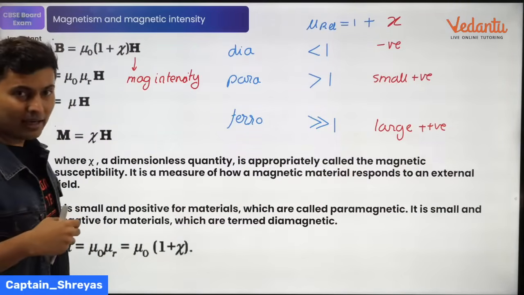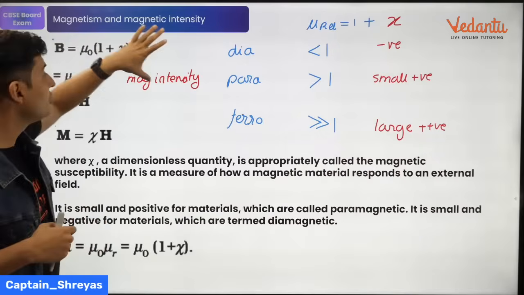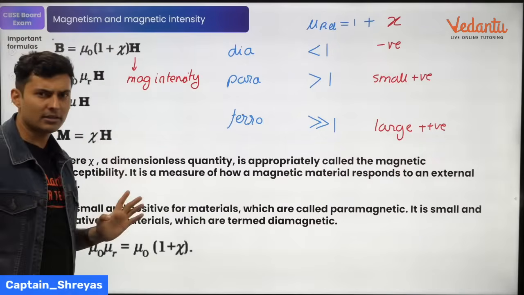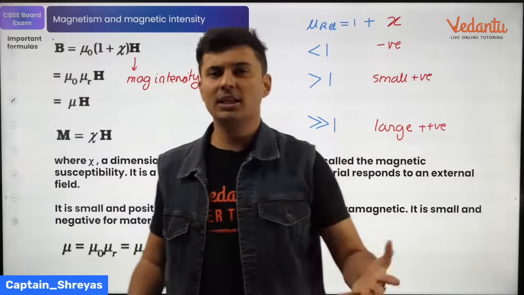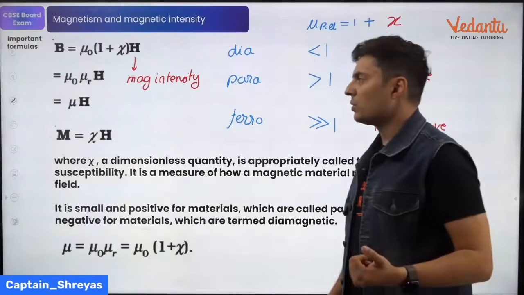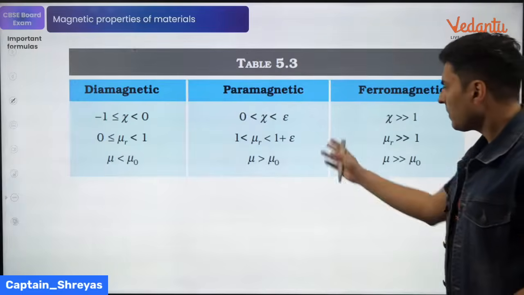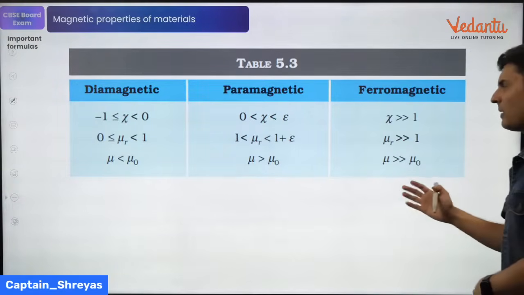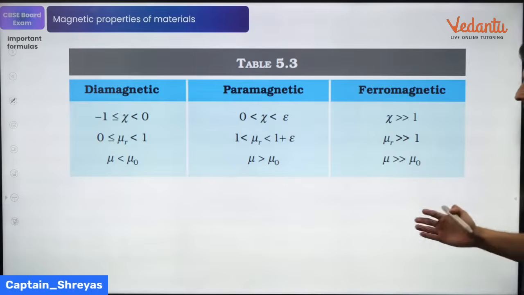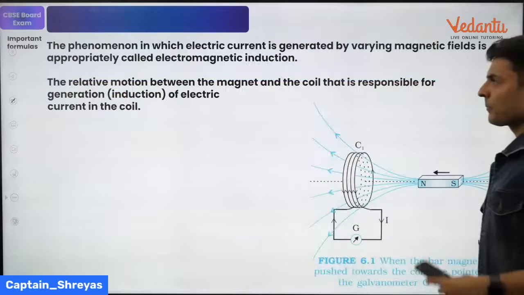You use this formula. B is your magnetic field, that is completely different. This is a new quantity called magnetic intensity. So these formulas very rarely get asked, but just in case they ask you, then you are going to use these formulas. That's all. I mentioned all these things before also. So for diamagnetic, paramagnetic and ferromagnetic, whether it is more than 1, less than 1, etc.